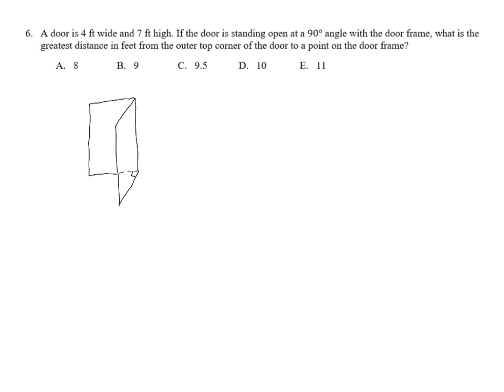The door is 4 feet wide. That means the door frame is also 4 feet wide. We know that the door is 7 feet high. So we know that all of these heights are going to be 7.